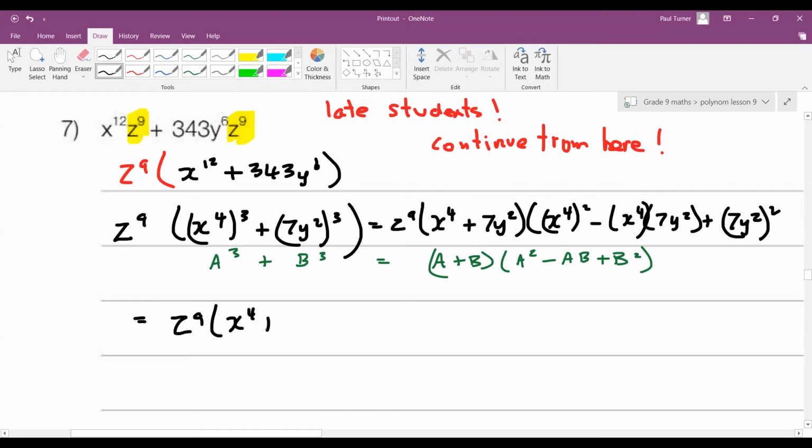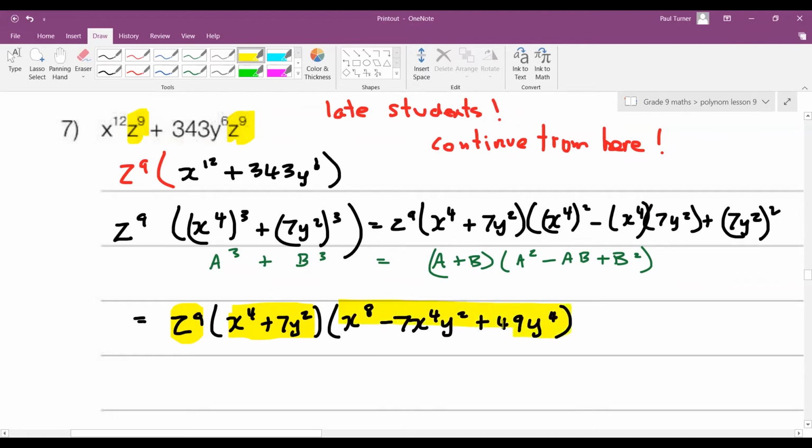x^4 plus 7y squared, x^8 minus 7x^4 y squared plus 49y^4. So that's your final answer there for question 7. So z^9, first factor, x^4 plus 7y squared, x^8 minus 7x^4 y squared plus 49y^4. That's the last factor there. Okay, that's question 7.